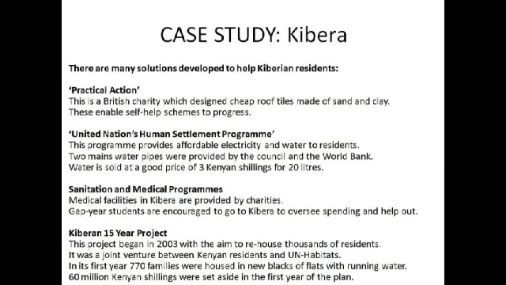Second solution was the United Nations Human Settlement Programme, which provides affordable electricity and water to residents, because in the past you'd get a few rich people who would sell water at a very, very high price to residents, and they couldn't afford it, so they had to drink dirty water. But now there's 2 main water pipes which are provided by the Council and the World Bank, and they sell water for 3 Kenyan shillings for 20 litres, which is plenty to provide a whole family with water for a while.